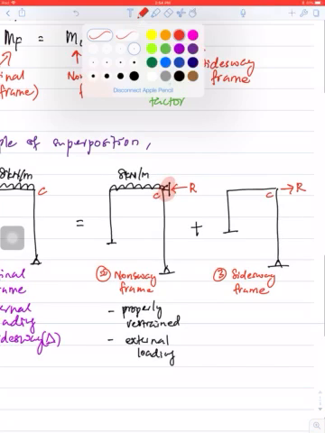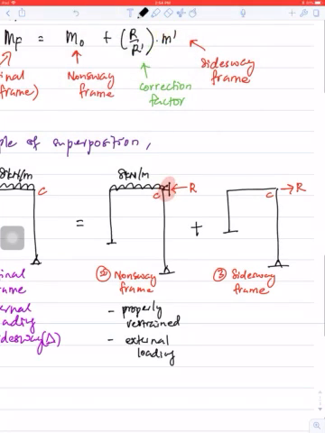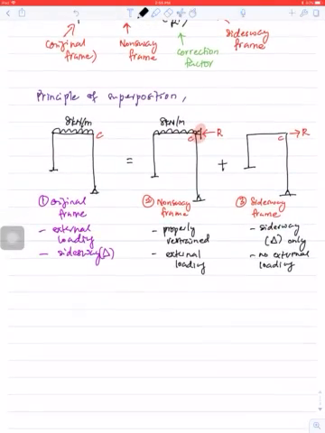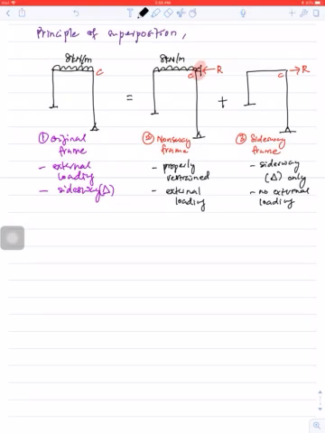So for the side sway frame, diagram number 3, the frame is subjected to side sway, or delta, only. There is no external loading here. This is diagram number 1, the original frame.